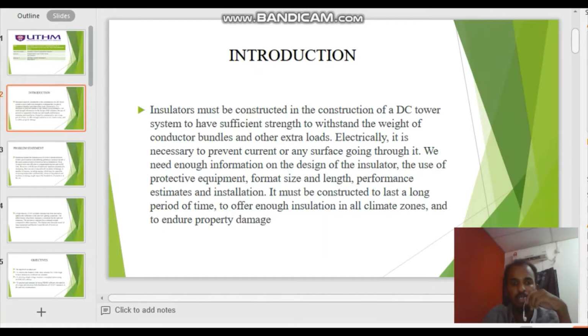Introduction. Insulators in the construction of a DC tower system must have sufficient strength to withstand the weight of conductor bundles and other external loads. Electrically, it is necessary to prevent current from going through its surface, and we need enough information on the design of the insulator, the use of protective equipment, format, size, and length, performance estimates, and installation.